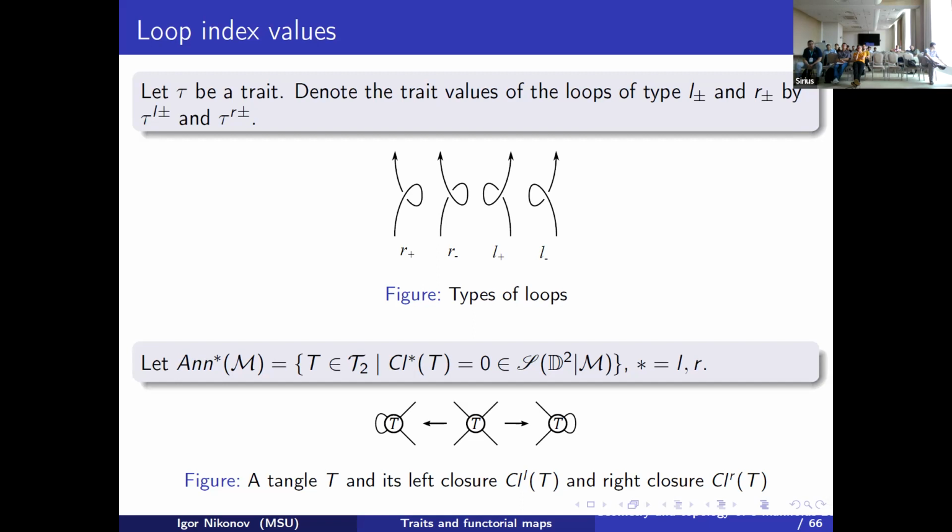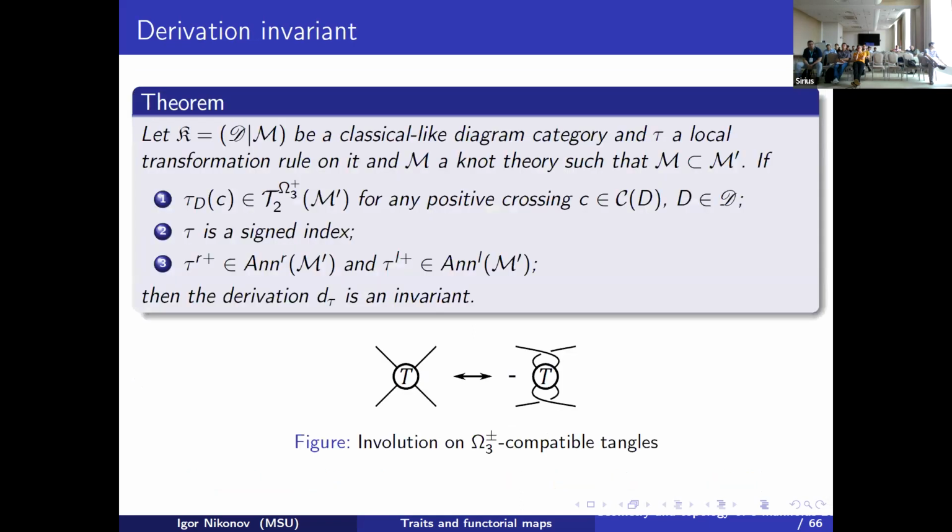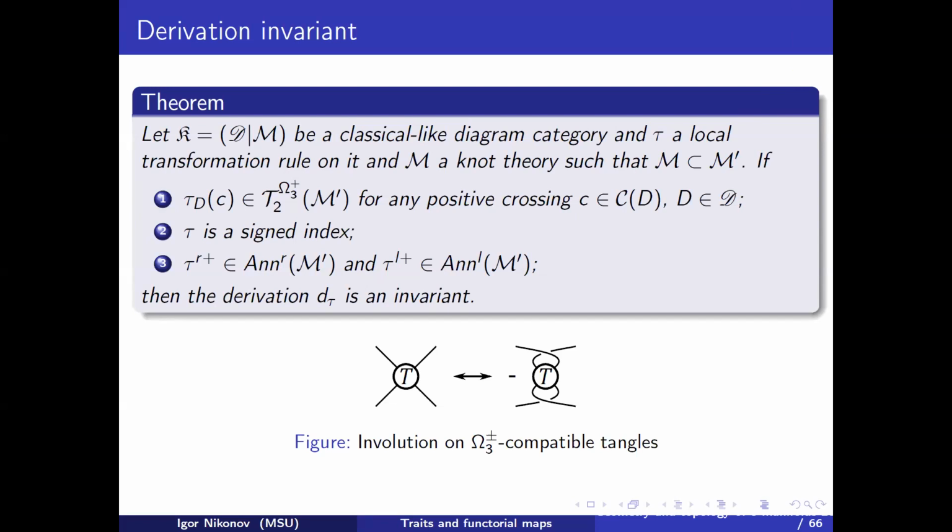So this is some definition, and finally we can formulate the theorem, which states that if we have a local transformation rule such that each value for positive crossing belongs to omega-3 compatible tangles, if this trait is a signed index with respect to the involution shown below on the slide. And what is classical? M contains only 3 reduced.